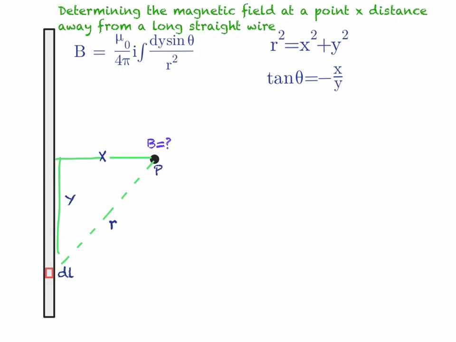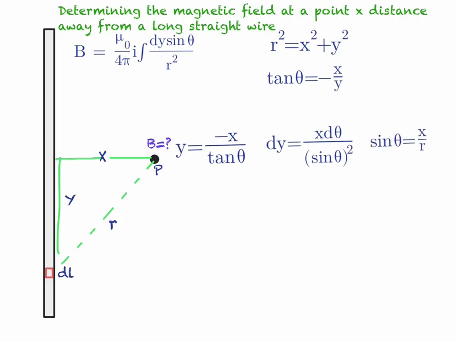So if we solve for y, we get y equals negative x over tangent theta, and then if I take the derivative on both sides, I get dy is equal to x d theta over sine theta squared. And then if I write out what sine of theta is, which is x over r, I have x d theta over (x over r) squared, which when simplified is r squared d theta over x.